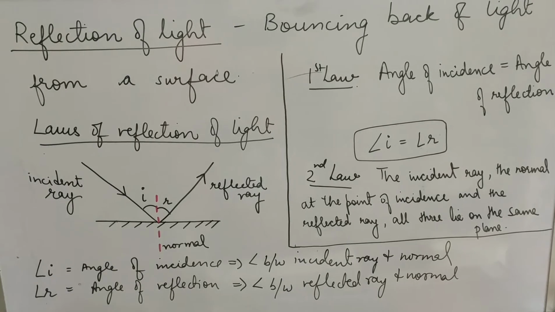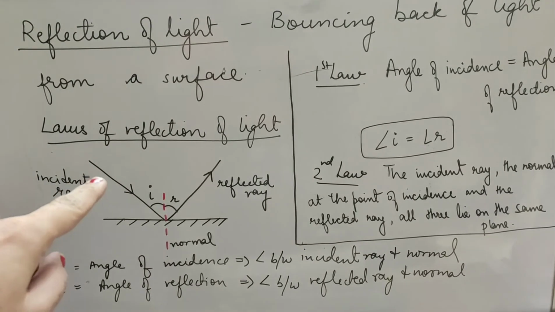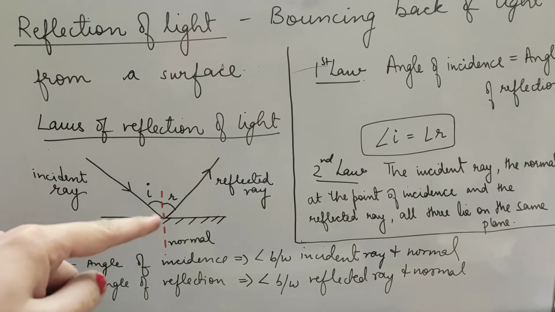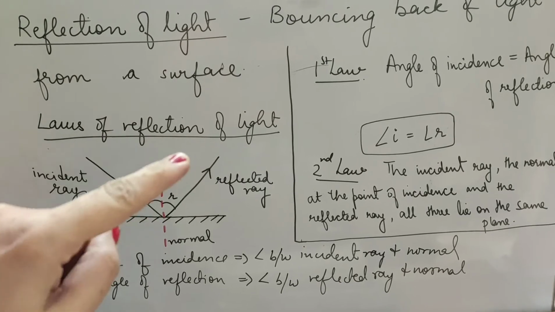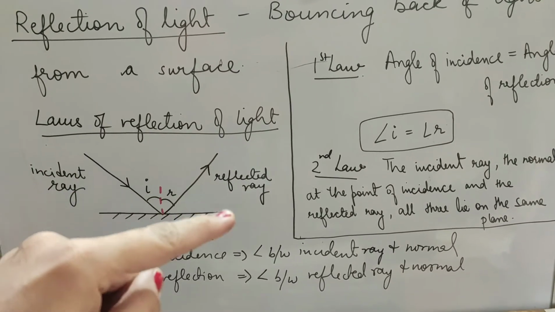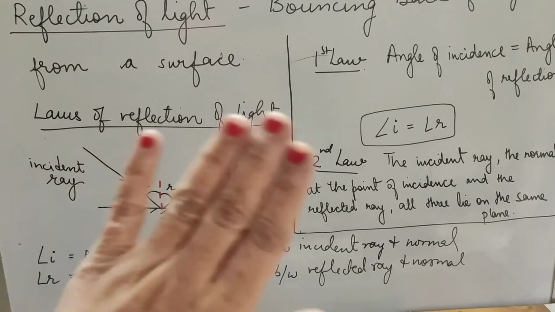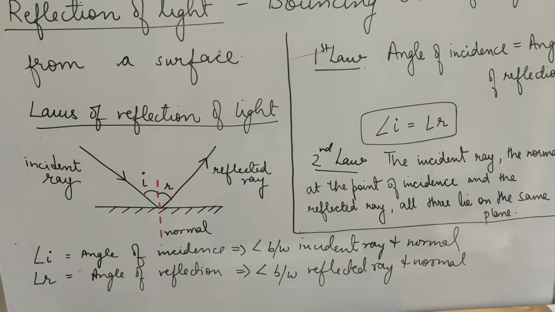And the second law says that the incident ray, the normal at the point of incidence and the reflected ray, all these three will lie on the same plane. They lie in the same two-dimensional surface.